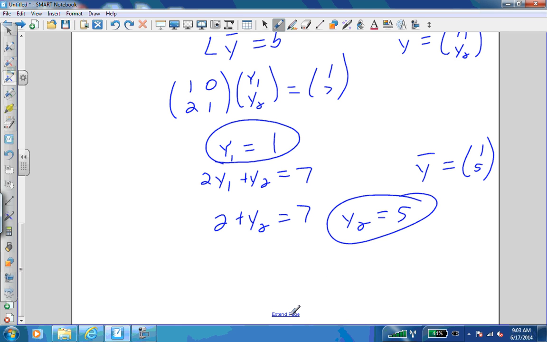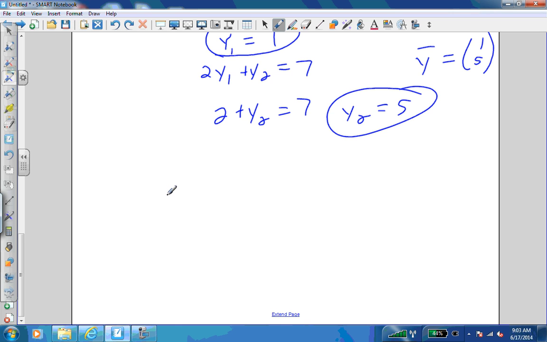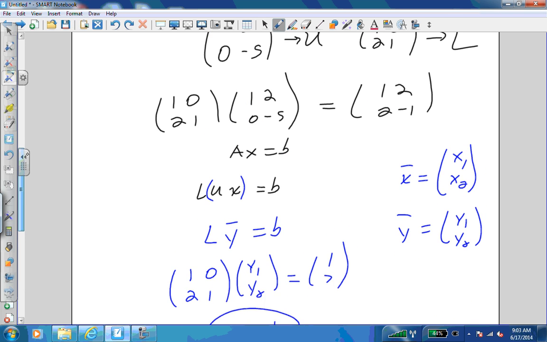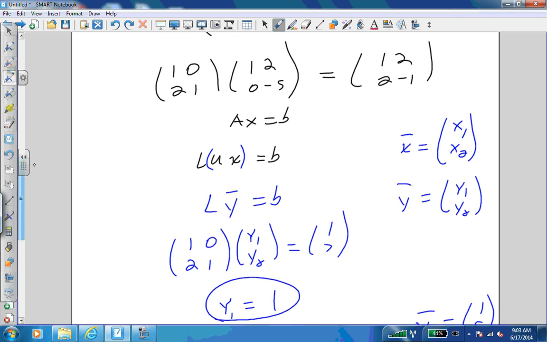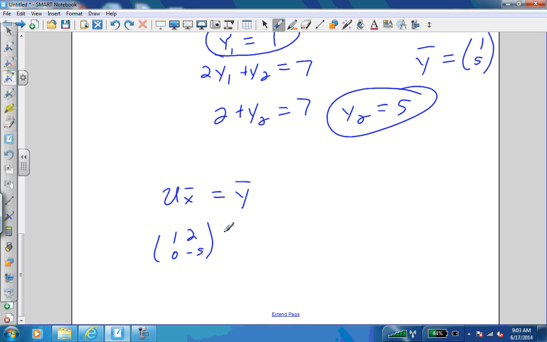Now, what we're looking for is x. Now remember, Ux is what we changed to y. So U is 1, 2, 0, negative 5 times x, and that's equal to our y.